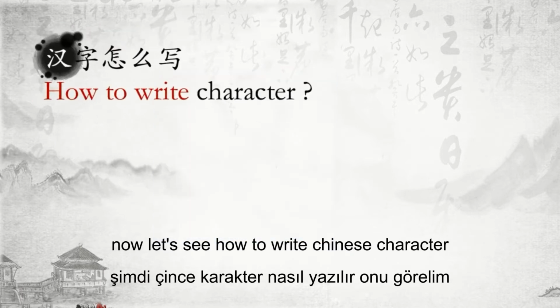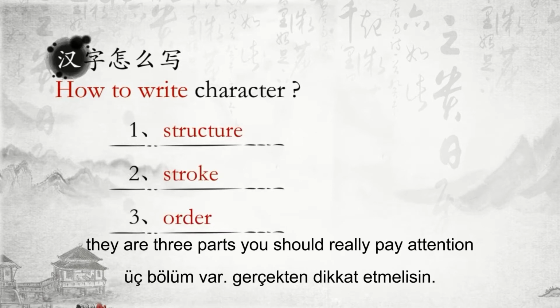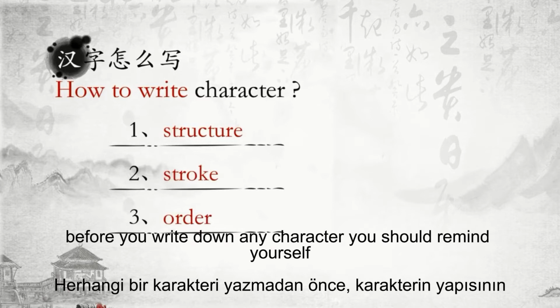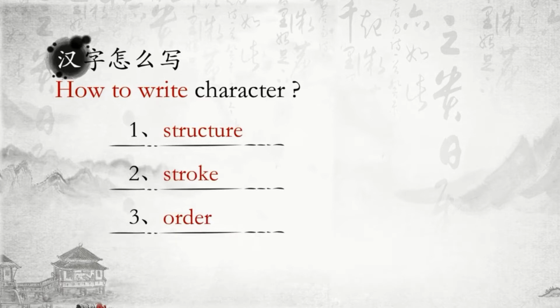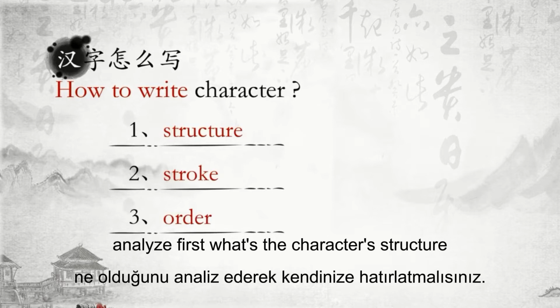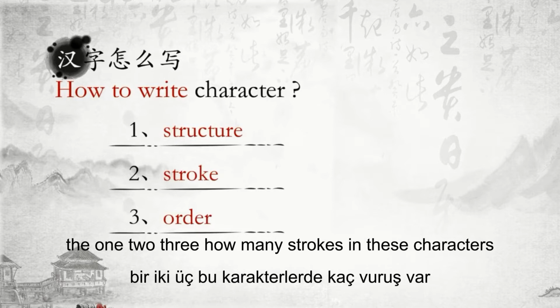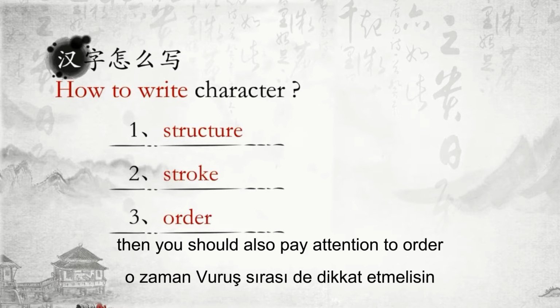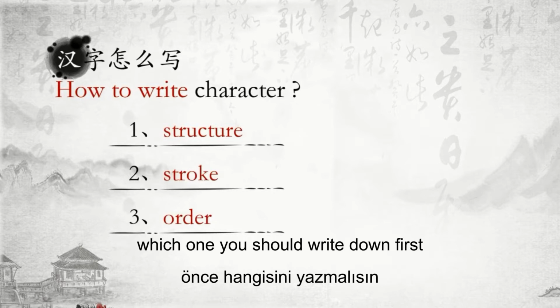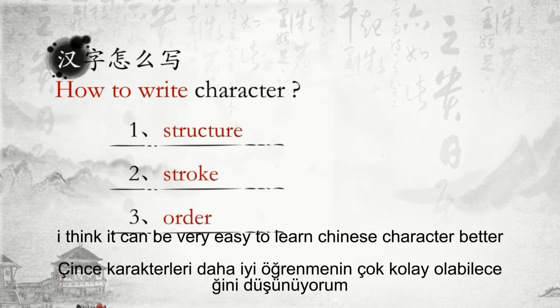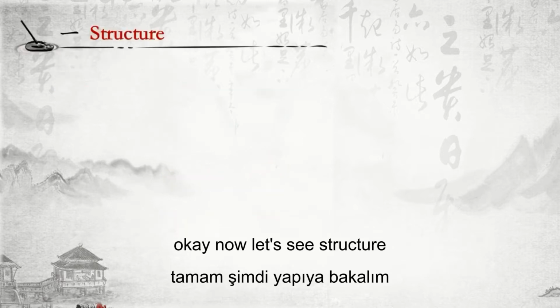Okay, now let's see how to write Chinese characters. There are three parts you should really pay attention to. The first one is structure. Before you write down any character, you should remind yourself to analyze first: what's the character structure? Then you should pay attention to the strokes: how many strokes are in these characters. Then you should also pay attention to the order: which one you should write down first, and from which direction to which direction. If we know these three parts very well, I think it can be very easy to learn Chinese characters better.